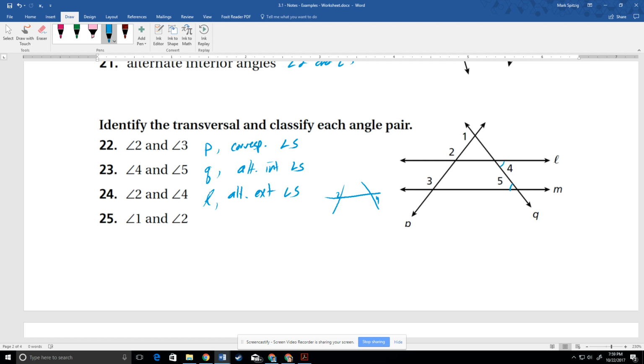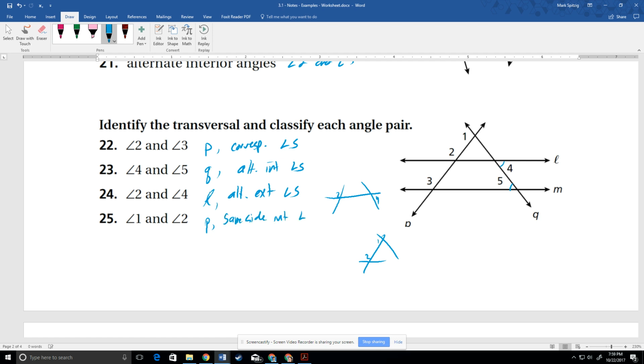Angles 1 and 2. So again, I'm ignoring everything else. And so the transversal that 1 and 2 are on is going to be P again, assuming that is P. I think that is. And I can draw that transversal that 1 and 2 are on. I can draw this angle 1 right there. I can draw angle 2 there. Oh, they're both on the interior. They're on the same side. So there we go. Same side.